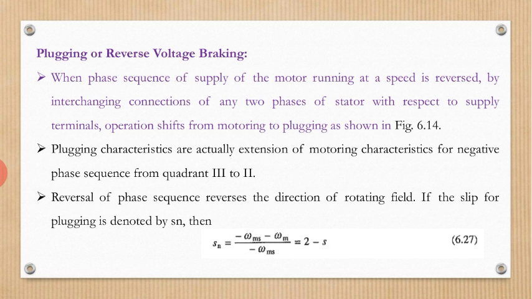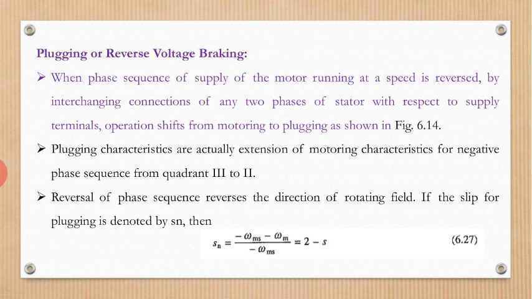So here, how do we obtain plugging or reverse voltage braking? When the phase sequence of supply of the motor running at a speed is reversed by interchanging the connection of any two phases of the stator with respect to the supply terminals. Here we are interchanging any two supply terminals. So with respect to supply, the operation shifts from motoring to plugging.